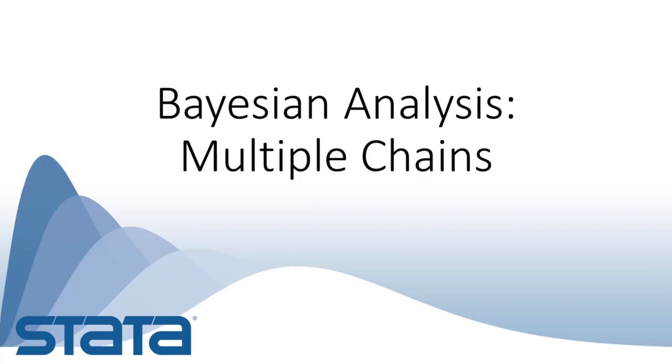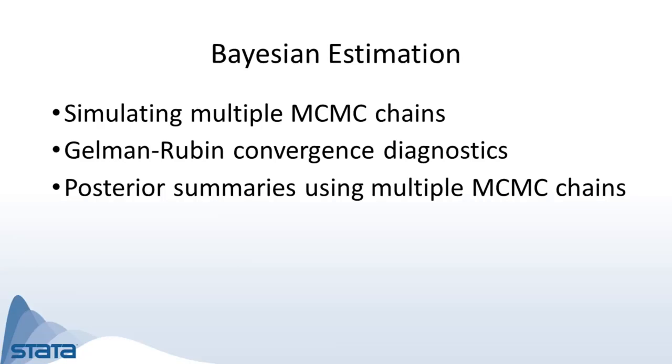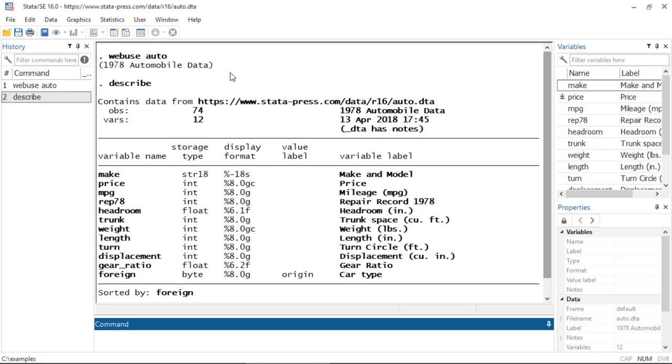Today I'd like to show you another new feature in Stata 16, Bayesian analysis using multiple chains. Multiple chains allows you to simulate multiple MCMC chains, compute Gelman-Rubin convergence diagnostics, as well as view posterior summaries and graphs for the multiple MCMC chains. Let's look at a simple example using the auto data.